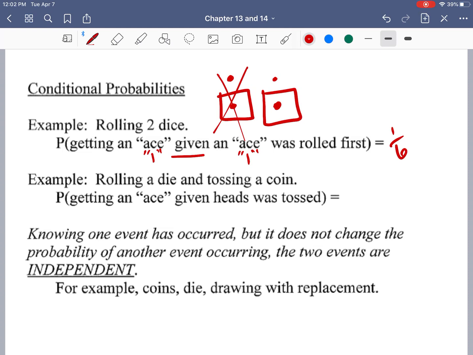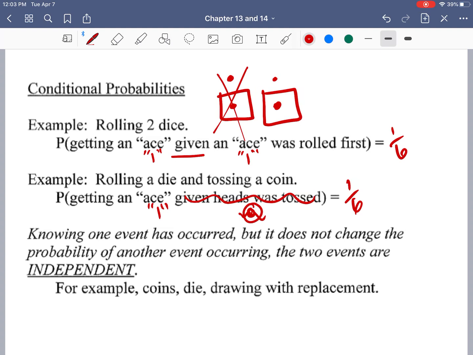Versus this next one. Oh, it's the same thing. So rolling a die and tossing a coin, getting an ace, so a 1 on the die, given a heads was tossed. The die doesn't care what the coin did. So we've got the head on this one. That doesn't look a thing like a head. Well, that didn't work so well. We've got this die that doesn't care what the coin did, so I don't care what happened here. There's still just a 1/6 chance.